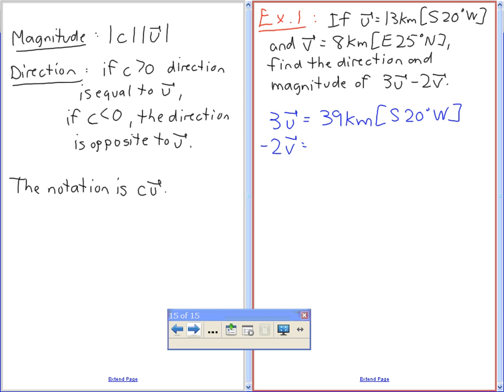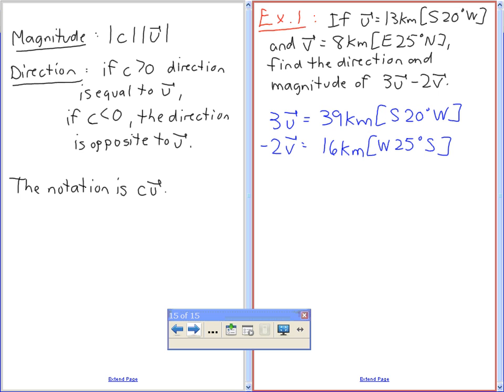Negative 16 kilometers in that direction. You want to go ahead? 16 kilometers west, 25 degrees south. You are right, but it's hard to draw negative vectors. I want to draw them as positive vectors, so 16 kilometers west, 25 degrees south.